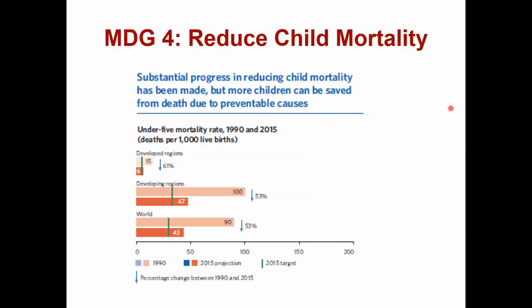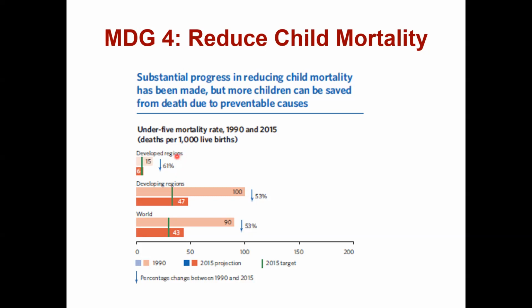Right, so MDG 4, reduce child mortality. Substantial progress has been made in reducing child mortality, but more children can be saved from deaths due to preventable causes. Here we've got the under 5 mortality rate, 1990 and 2015. This is deaths per 1,000 live births. In developed regions, we see a decrease of child mortality, down from 15 to 6. So it not only met the target, or came close to meeting the target, but we see a decrease of 61%, which is a huge decrease.